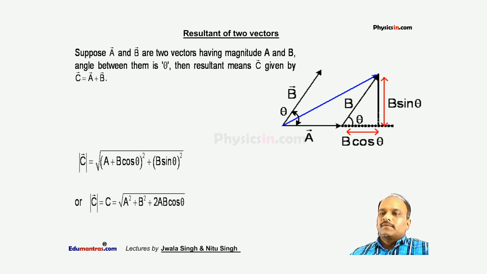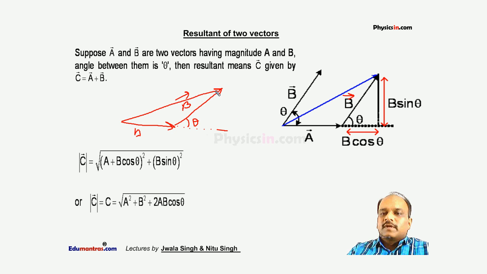Now in the same way, suppose this is vector A, this is vector B. Now we have to add these two vectors. So I will bring this vector B from here to here. This is vector A, this is vector B. The angle between these two is theta, so this angle is theta. If I join this, it will give me vector C, which is equal to vector A plus vector B. So this is vector C.